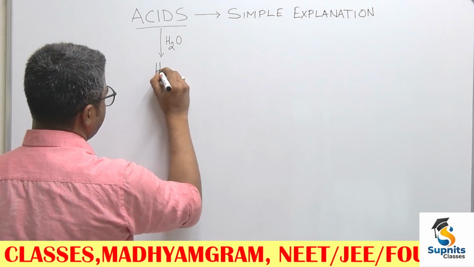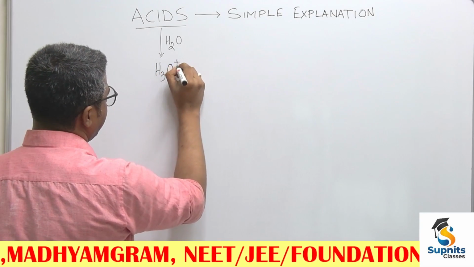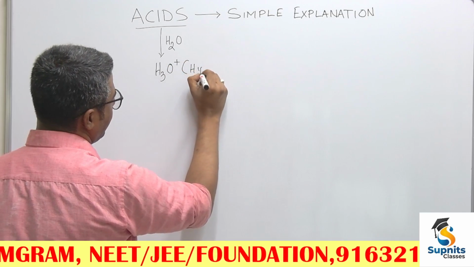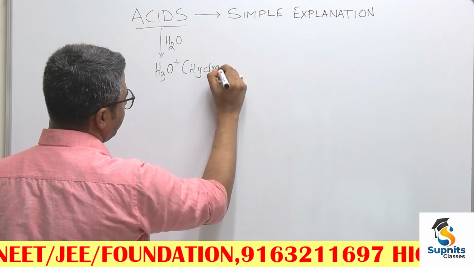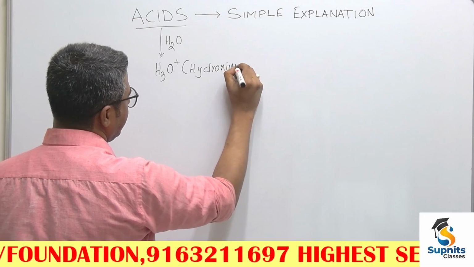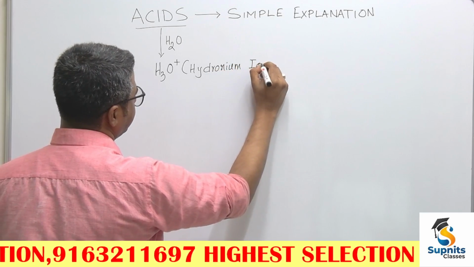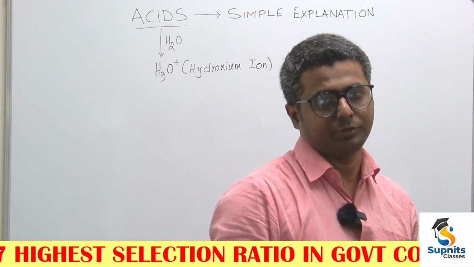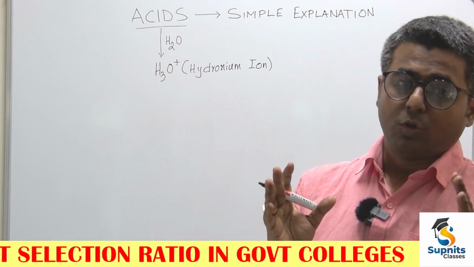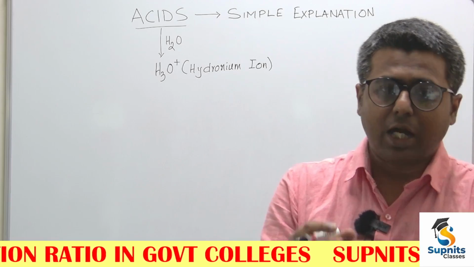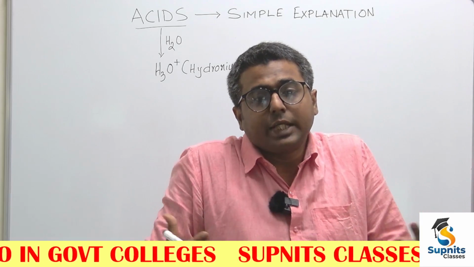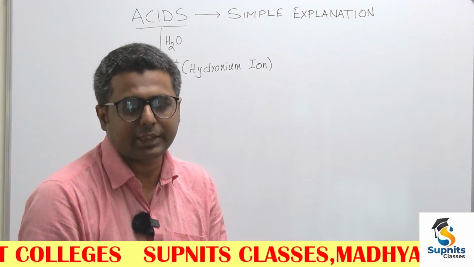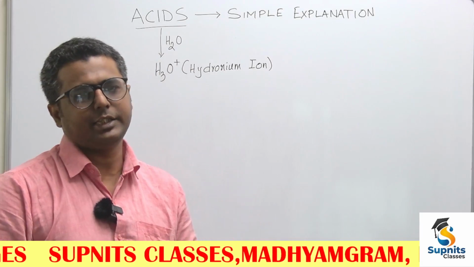Actually they are going to give you hydronium ions. The name is hydronium ion. Okay, so how does this happen and how are we going to get a feel about it. So let us start with a very well known acid, that is HCl.